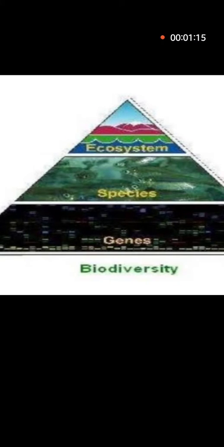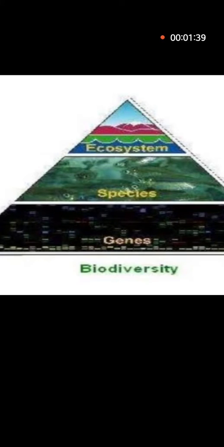The second level of biodiversity is species. Species refers to all the living organisms around us that in their lifespan produce the same kind of offspring. That becomes a species. For example, dogs produce puppies, cats produce kittens, humans produce human babies. So there is so much diversity in the species around us.